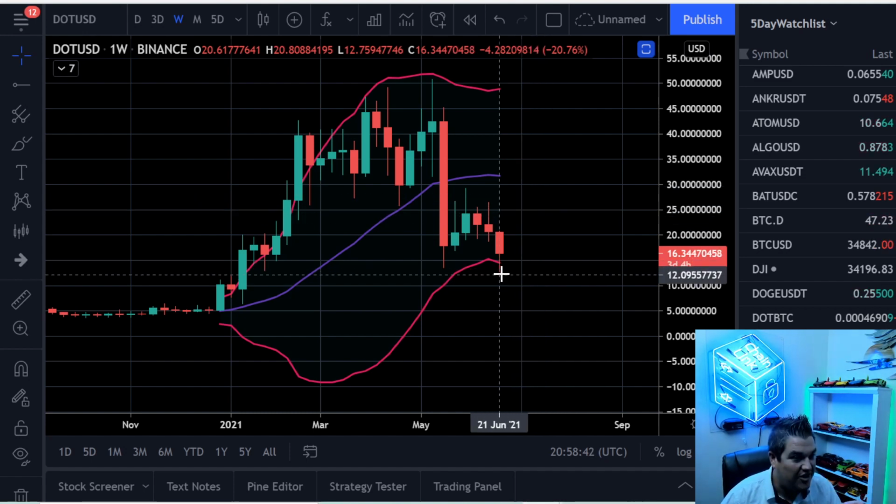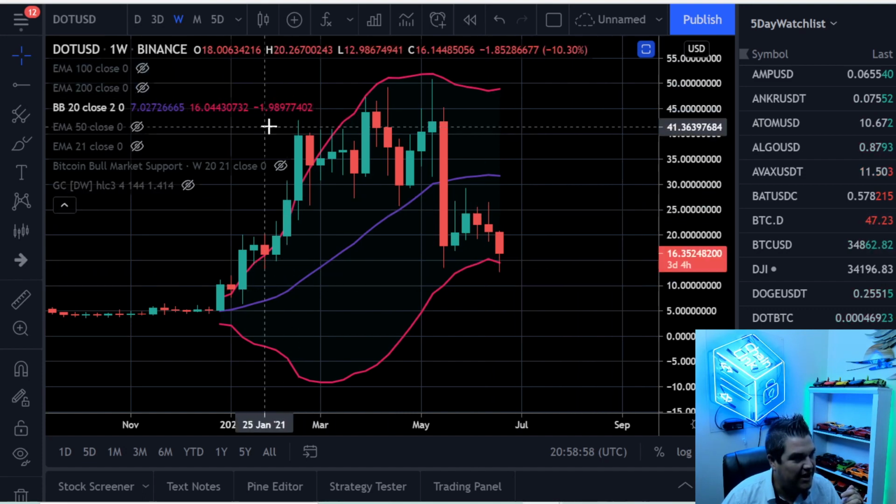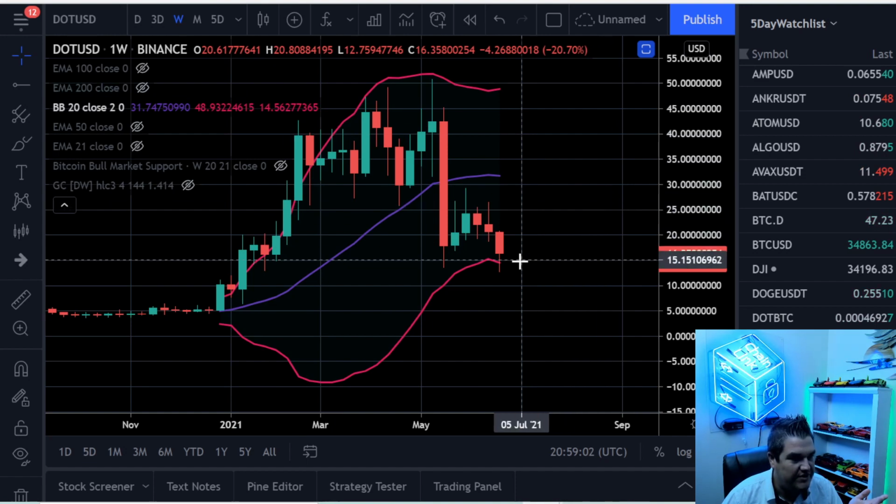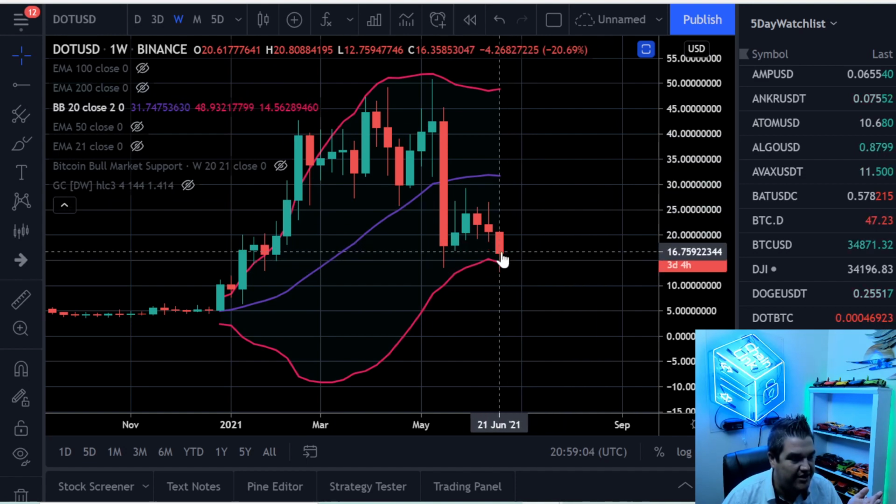So on a weekly chart, we've already hit the bottom of the weekly Bitcoin Bollinger Band. So what is likely next? We could go down a little bit more, but look at the bottom of the band. Let's pull this up here. You can see the bottom right here. These numbers change as I move, but right now it's at 1456. We've already hit that. We've been outside of it.